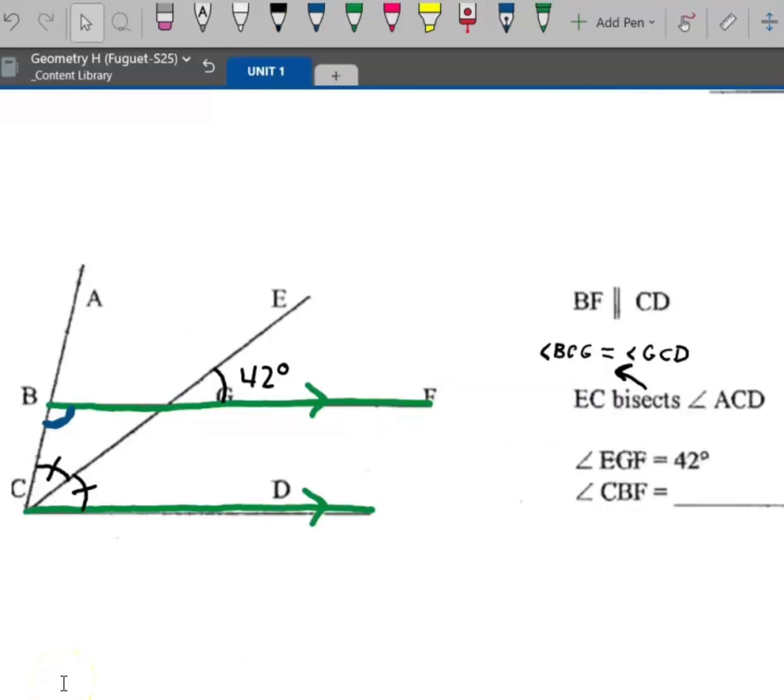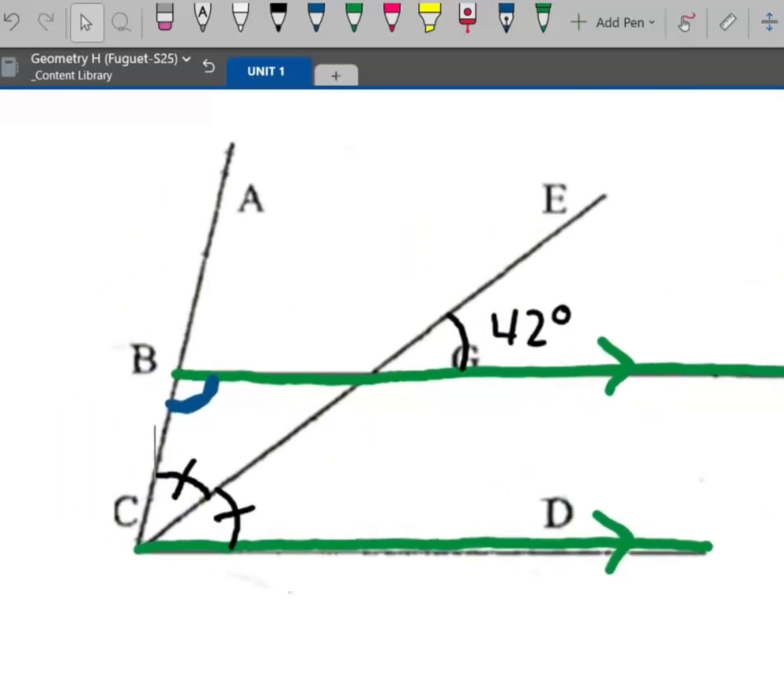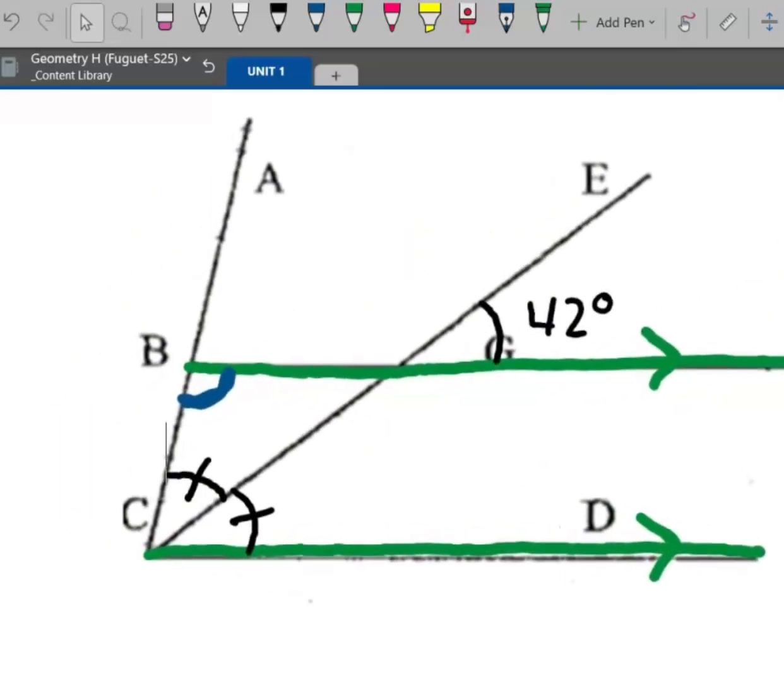When working with complex diagrams, as we see here, it's really important to focus only on two parallel lines and one transversal at a time. The angle that we're looking for here is CBF marked in blue. But notice that that is on a completely different transversal than the 42. The 42 is using this transversal EC, and the one we're trying to find is long transversal AC. So let's figure out where they're connecting down here, because that's going to be my entryway to move from one transversal to the other. Let's focus on the 42 first.